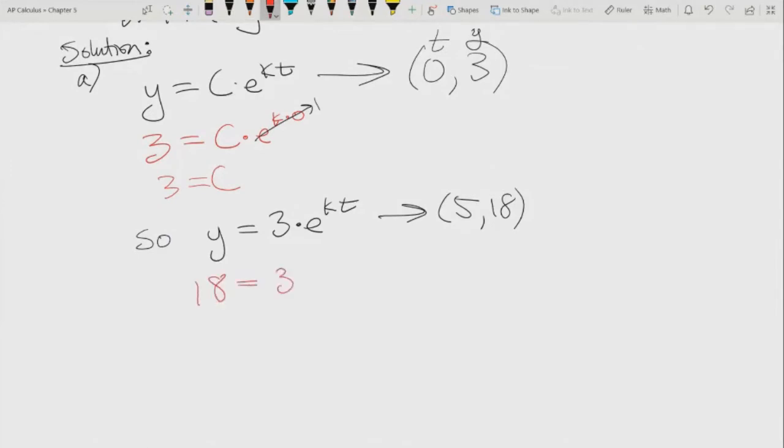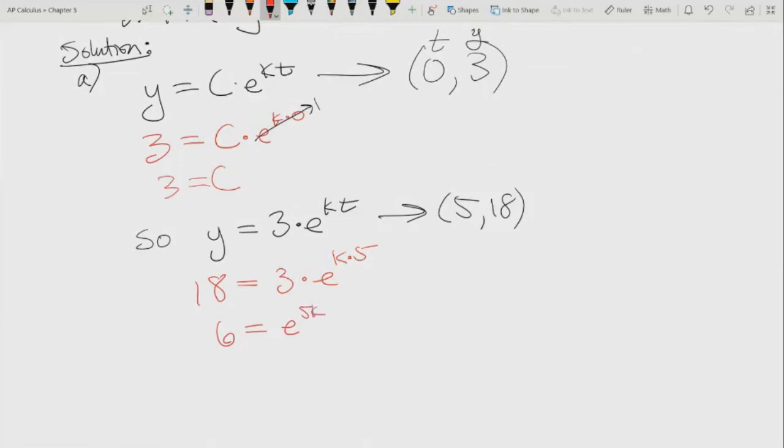18 equals 3 times e to the k times 5, or 5k. So this is solvable. I can solve this equation. I can divide both sides by 3 and make this equal to 6 equals e to the 5k.